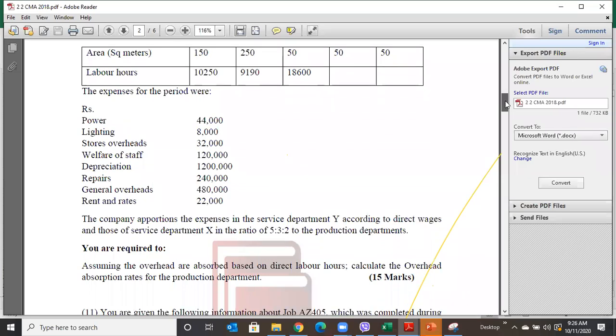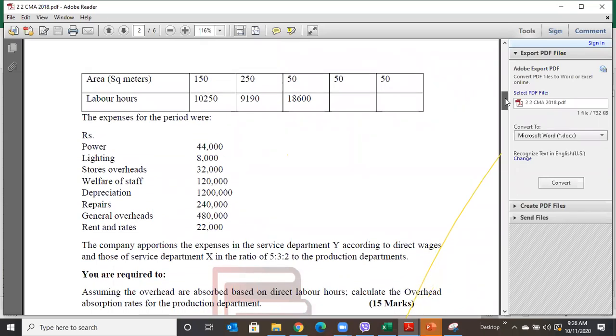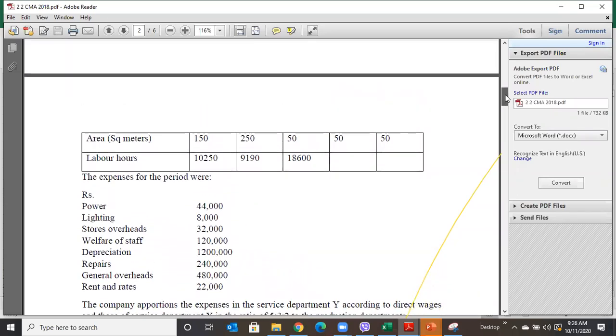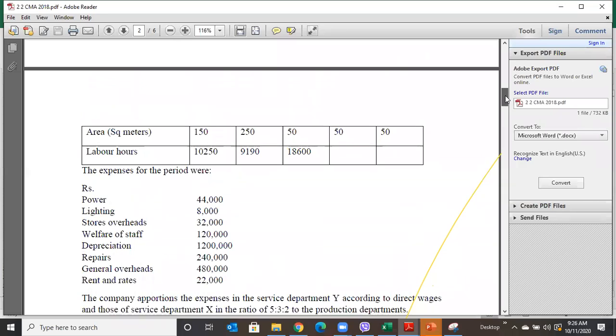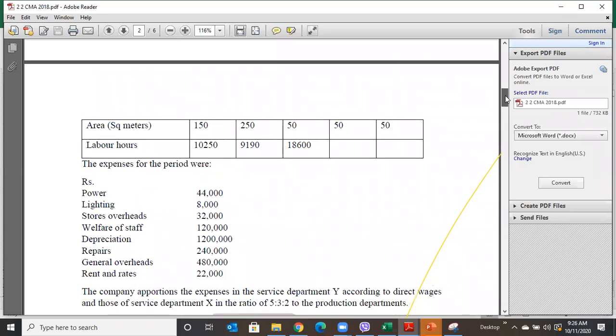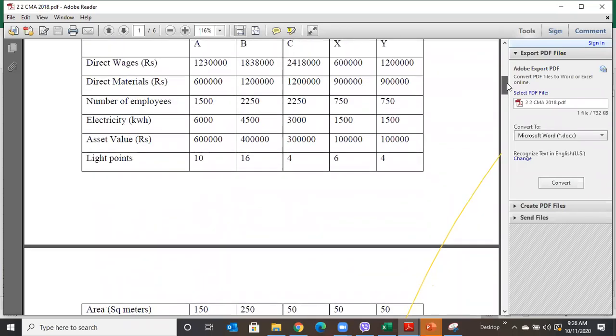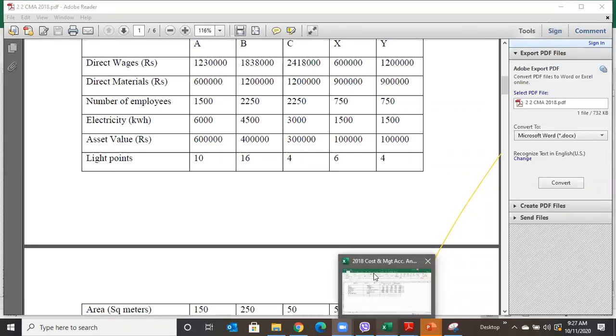General overheads, in the sense, if we use the area idea, decimals will come. If we use area, decimals will come, right? Oh, then no need. We can use number of employees also. Yeah. Compared to materials, I think number of employees is okay. Then let's use number of employees.